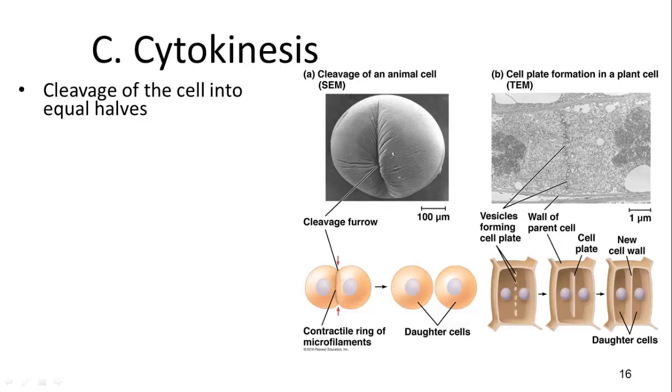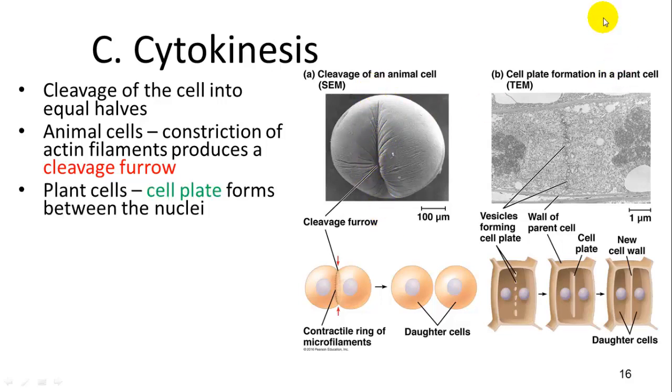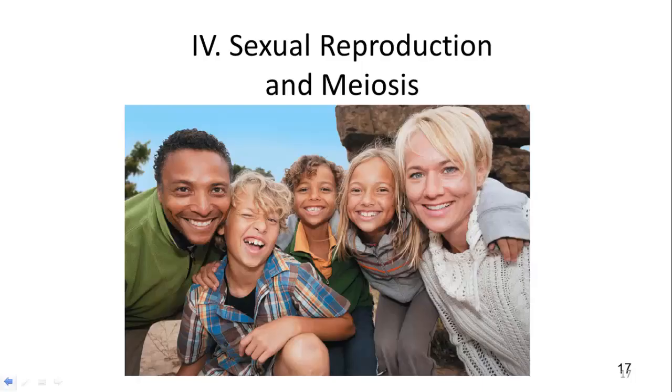Lastly, we have cytokinesis, which is the splitting of the cell. In an animal cell, you get a cleavage furrow, and you can see that here. It's formed through actin proteins. In plant cells, they have a cell plate which forms, because not only do they have to split the cells, they also have to grow more cell wall. In fungi and other protists, the nuclear membrane does not dissolve. Instead, mitosis occurs within the nucleus and splits with cytokinesis. All right, so that's mitosis.